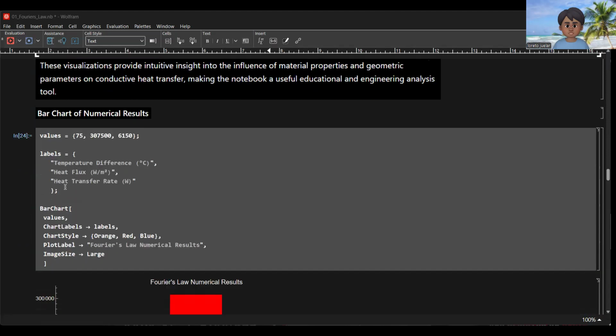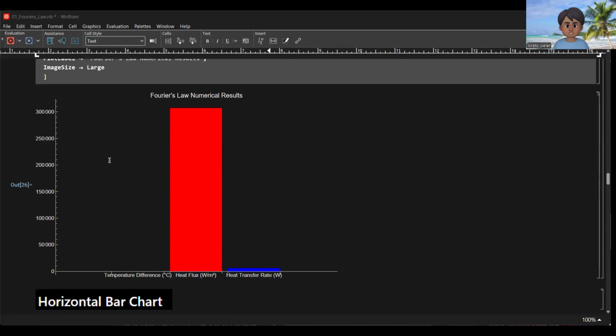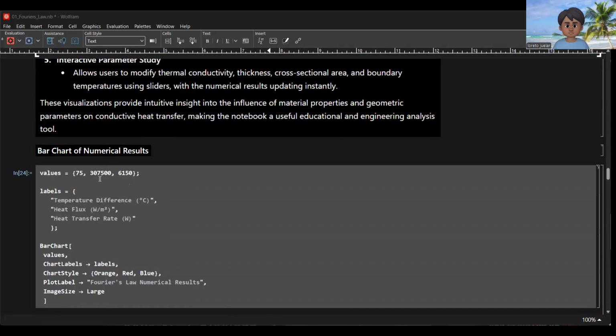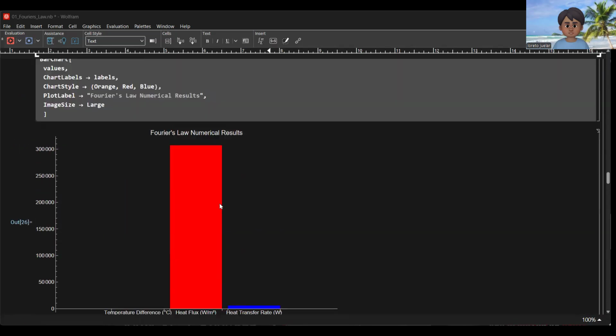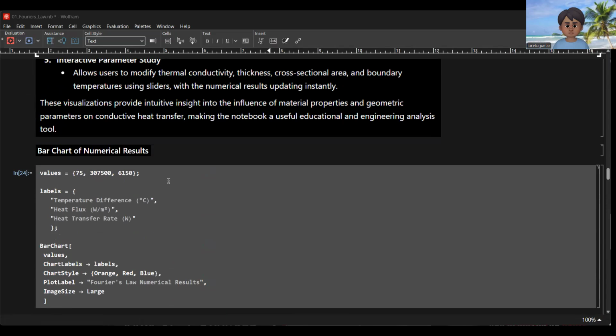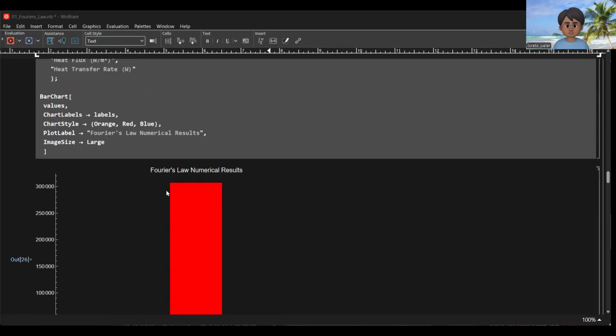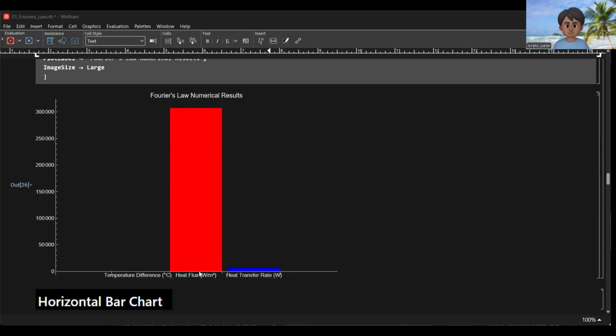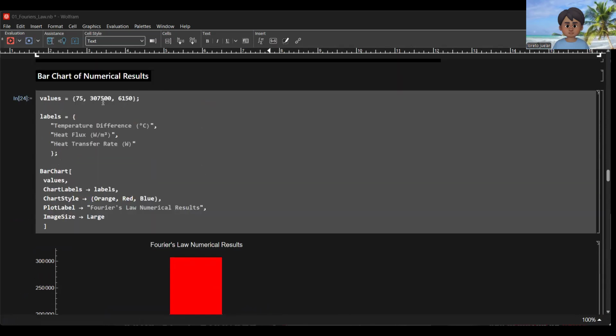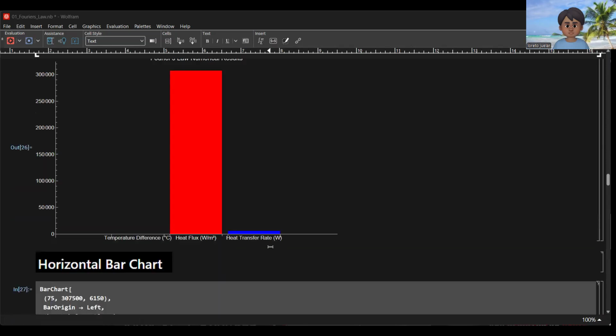Now for the bar chart here, we have the temperature difference of 75, the heat flux here is 307,500, and the heat transfer rate is 6,150. So we have here the heat flux. This is equal to 307,500 watts per meter squared.